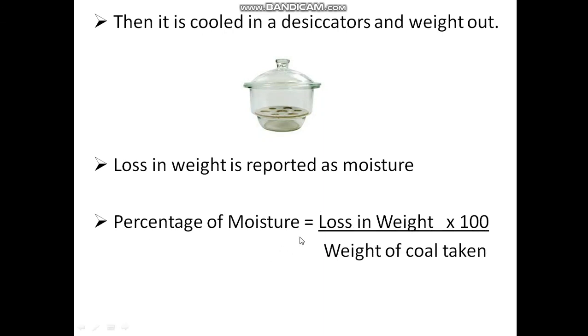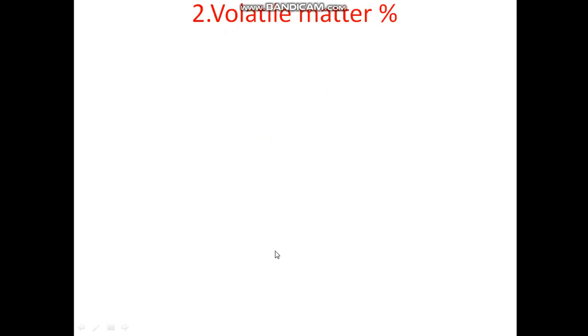So percentage of moisture will be what? It is the loss in weight. So whatever the weight we are going to get, we are going to write that weight into 100 upon weight of the coal sample. As I have told you earlier, we have taken 1 gram of the coal sample. So here it will be 1. Here whatever value we are getting, that is the loss in weight, we are going to put it into 100. So in this way we are going to calculate the percentage of moisture.